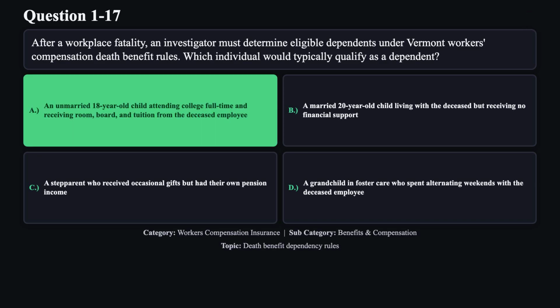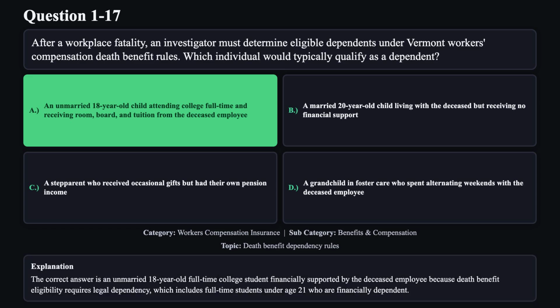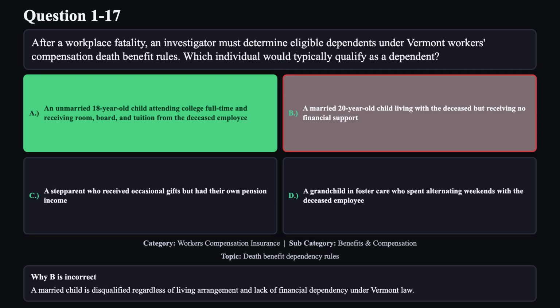The correct answer is A. The correct answer is an unmarried 18-year-old full-time college student financially supported by the deceased employee because death benefit eligibility requires legal dependency, which includes full-time students under age 21 who are financially dependent. Reason B is not correct. A married child is disqualified regardless of living arrangement and lack of financial dependency under Vermont law.